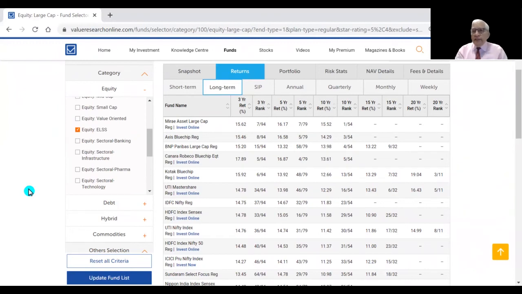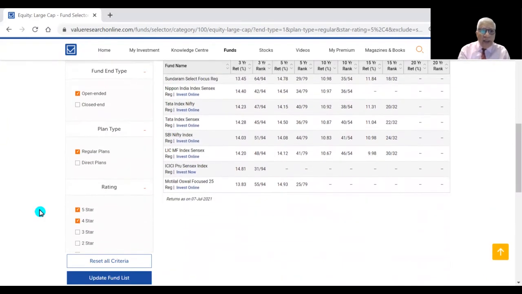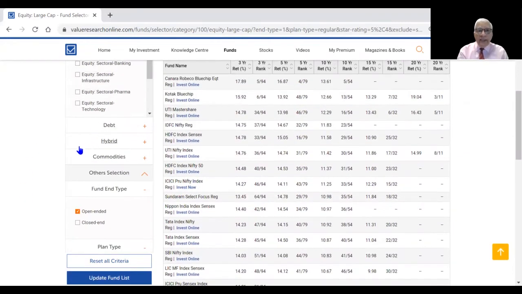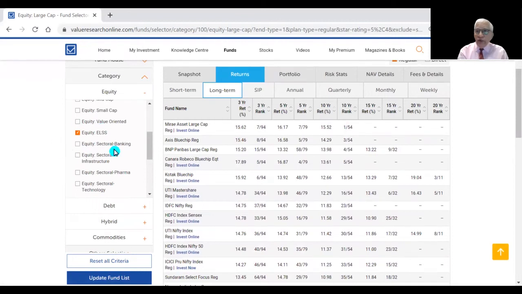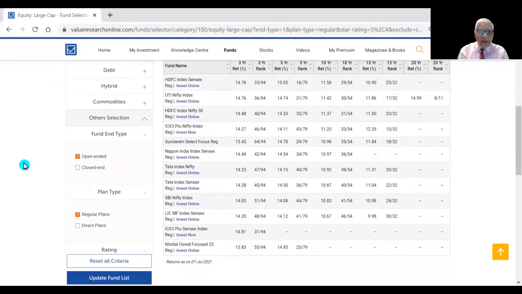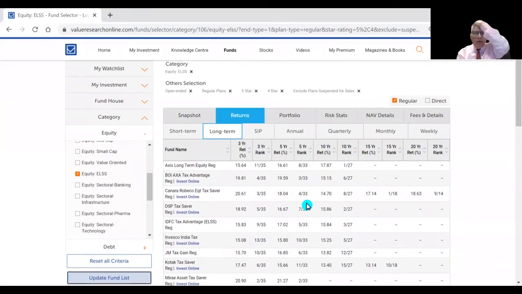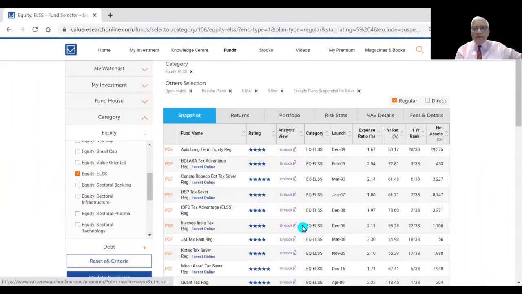Okay, what is ELSS? ELSS funds are those which offer tax benefit as also the share market linked returns. Now, if I click on update fund list, only ELSS funds will be propped up in this list. Like, see here, update fund list. What has happened here? Only ELSS funds have been shown. Okay, go to snapshot. 5-star and 4-star we have already chosen.